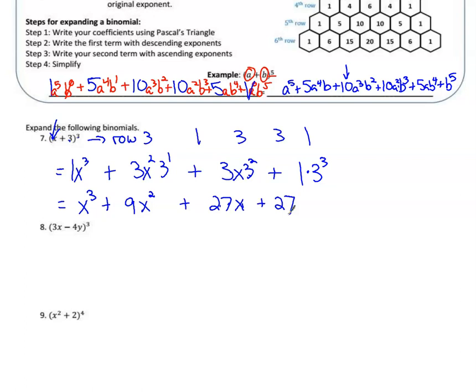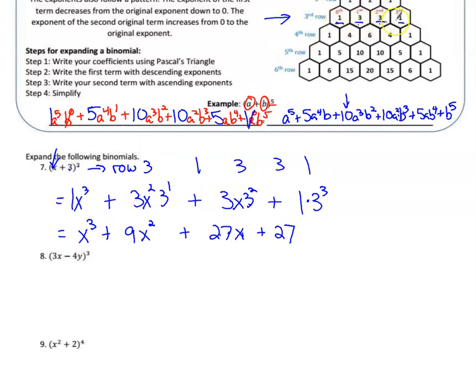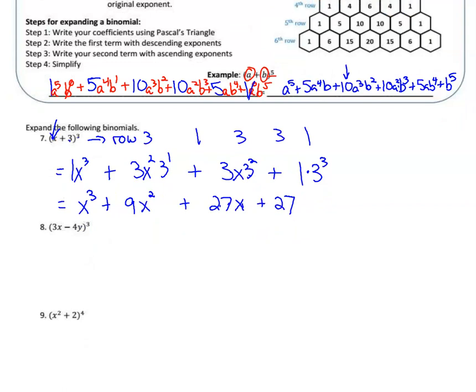So x cubed plus 9x squared plus 27x plus 27. Now let's do the same thing, but with a slightly harder version. So we're still going to do the same row. I was nice to you and only did row 3 on this one. So row 3 is still 1, 3, 3, and 1.